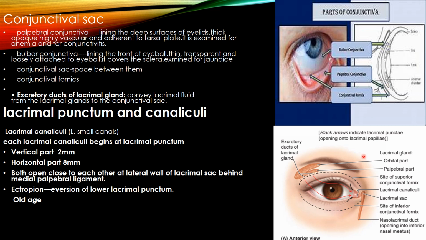Each lacrimal canaliculus begins at lacrimal punctum. It has a vertical part and a horizontal part, and they both open close to each other at the lateral wall of the lacrimal sac behind medial palpebral ligament. Ectropion is the eversion of the lower lacrimal punctum, mainly in old age because of the laxity of the skin.